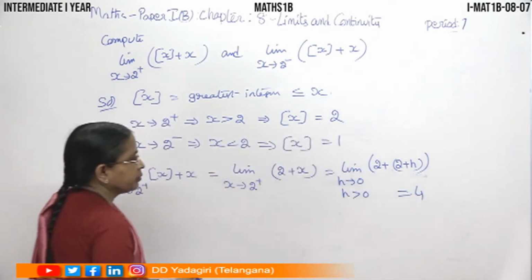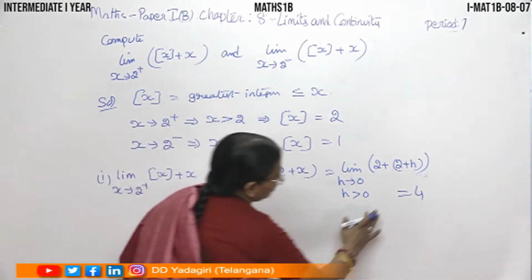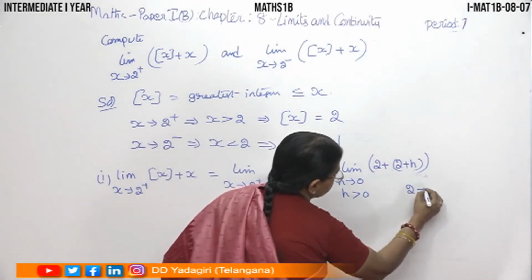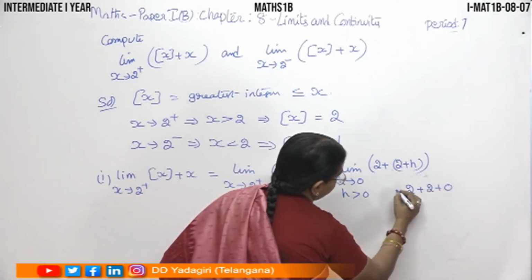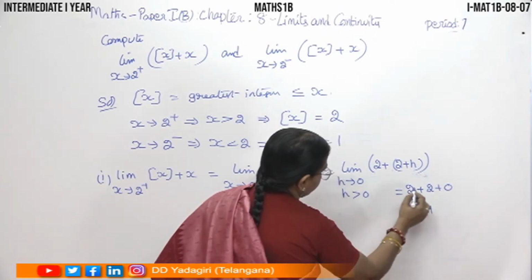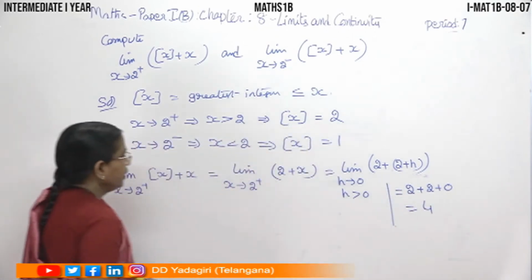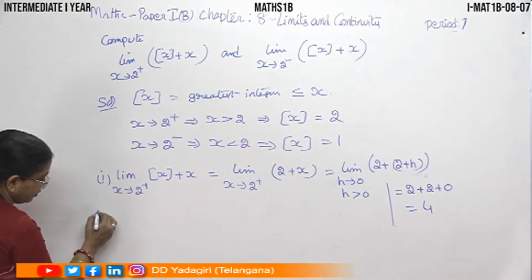This is the left hand limit. Substitute h as 0. So when you substitute h as 0, it is 2 plus 0. That is 4. Okay, 4. Now we'll take the second bit.